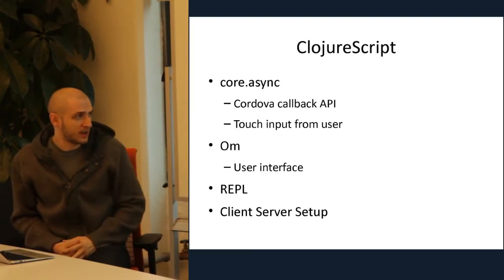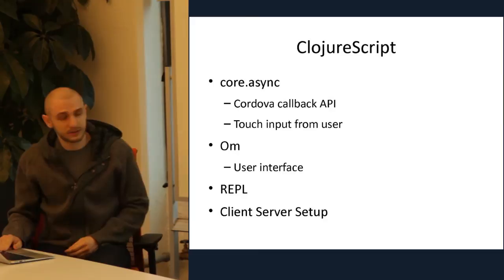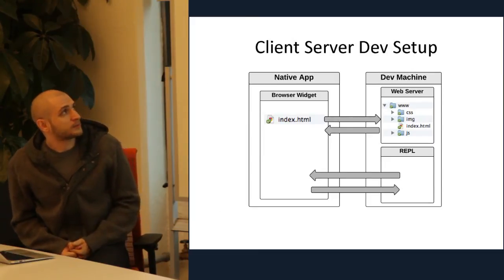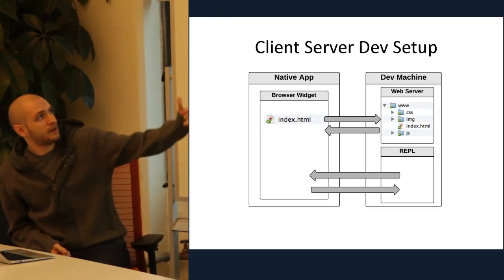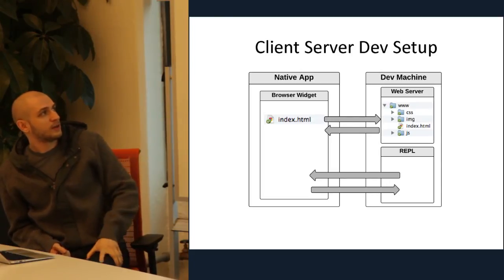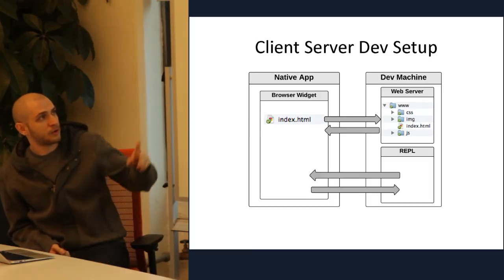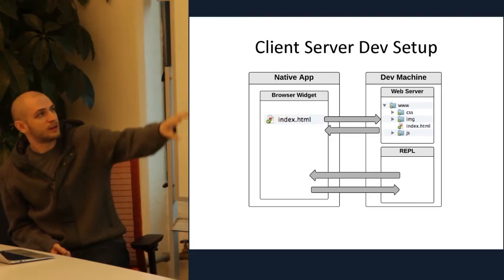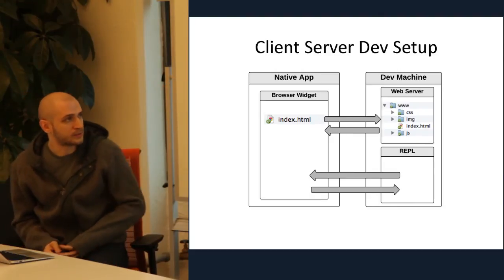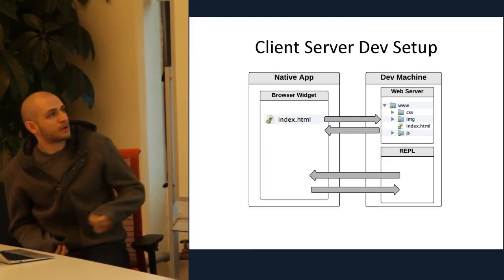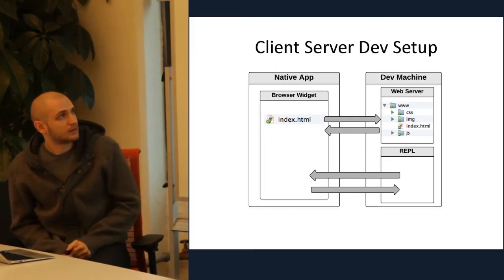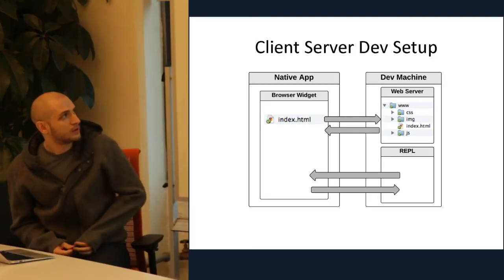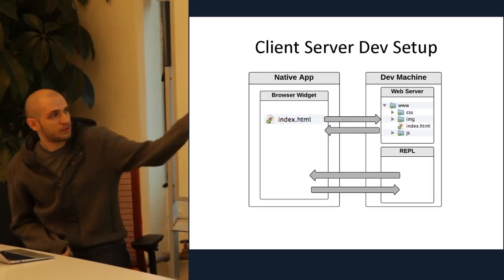And I want to talk about this client-server setup that I got going on that just makes development a little bit smoother. When I'm developing, I've got my native app running on the phone, on the left, and I just package an index.html in there, and all it does is redirect to a web server running on my development machine that serves up that whole website. And anytime I want to update it, I just update the files on my development machine, and I just reload the browser widget from the REPL.